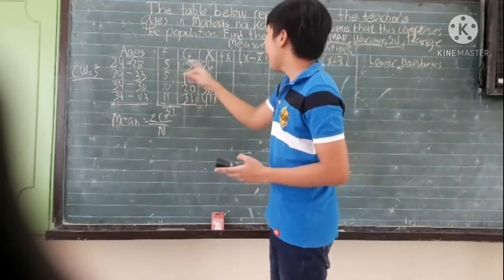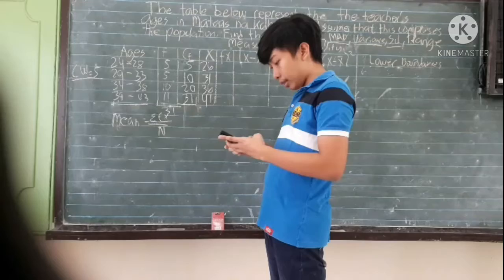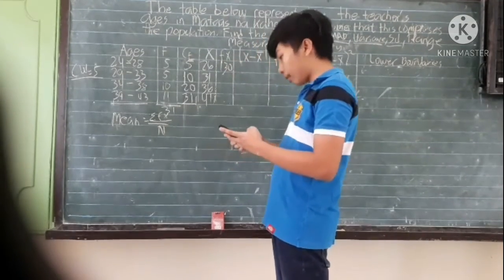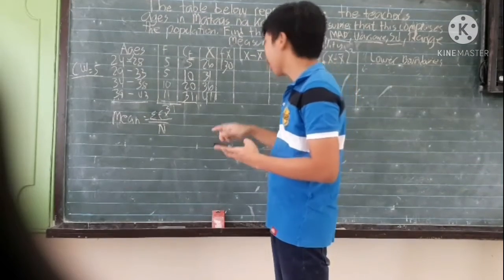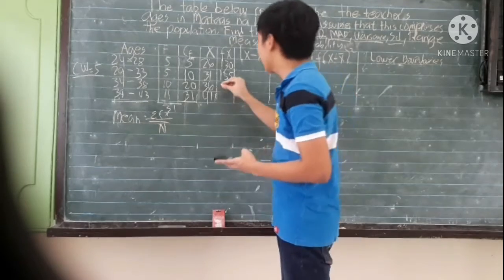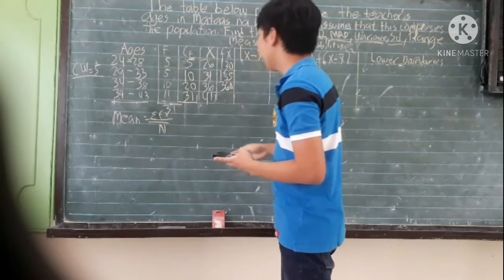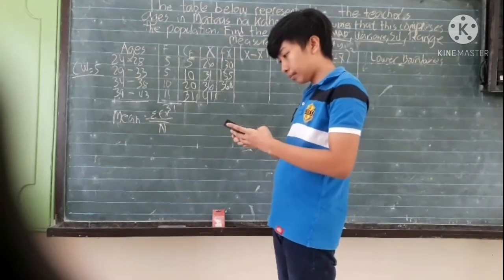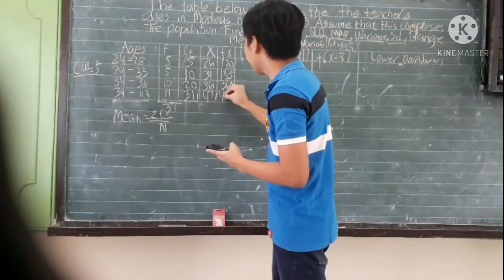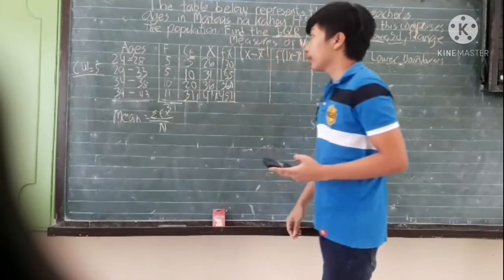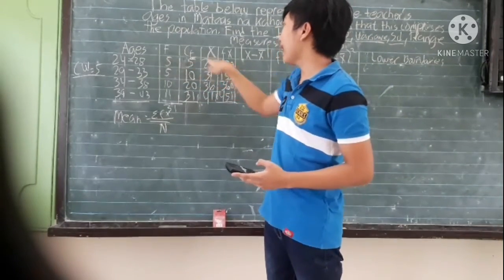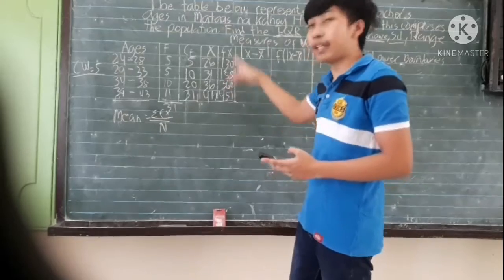So 5 times 26, 130. Then 31 times 5, 155. 36 times 10 is 360. And then 41 times 11 is 451. So did you get it? We only multiply the f and x here, and we need the summation of this.